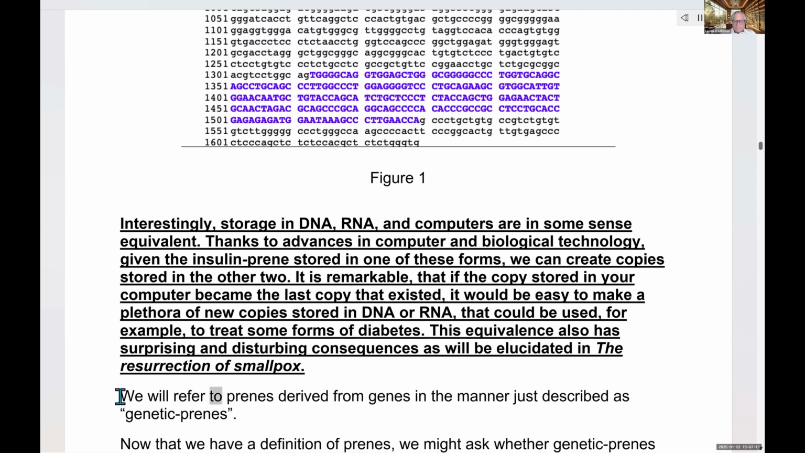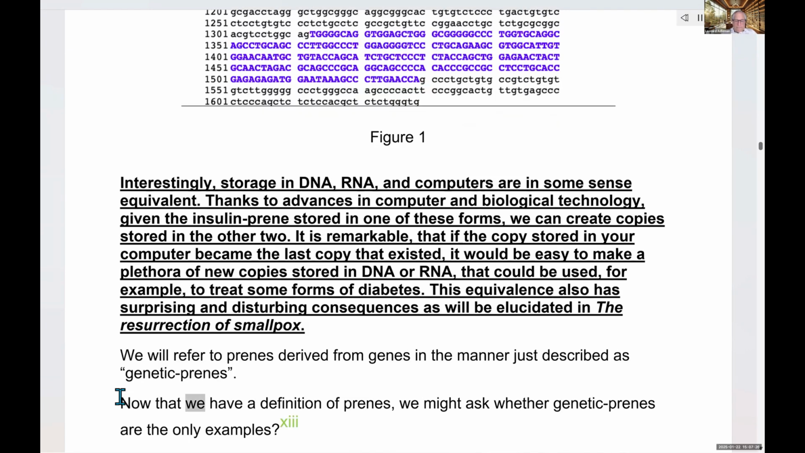We will refer to preens derived from genes in the manner just described as genetic preens. So there's a lot of genetic preens by this. Okay. Now that we have a definition of preens, we might ask whether genetic preens are the only examples of information that can be stored in physical things.